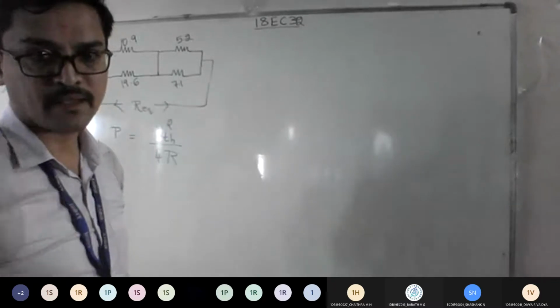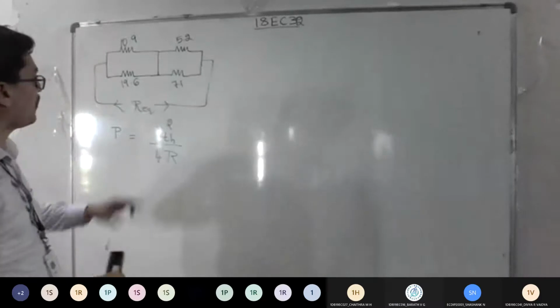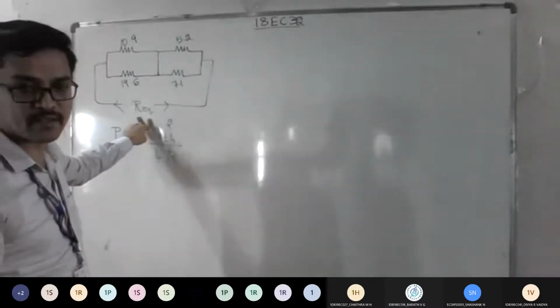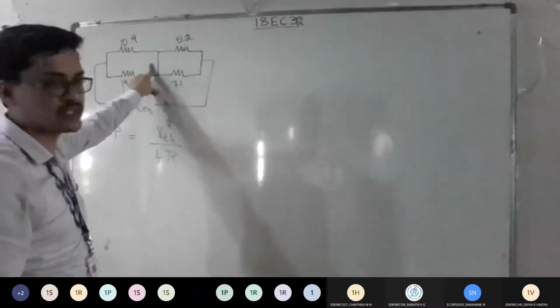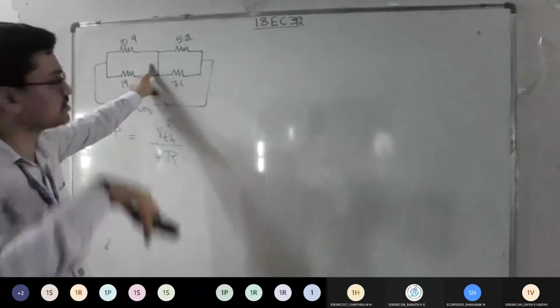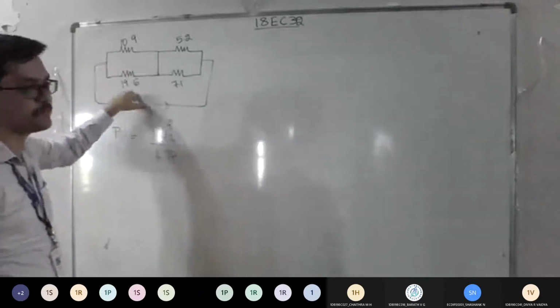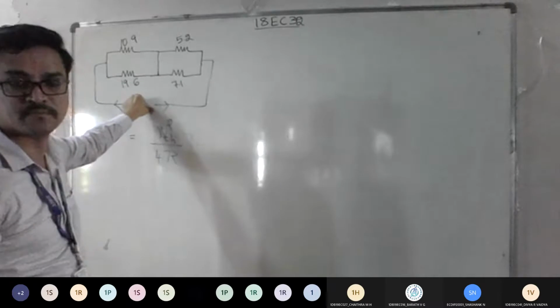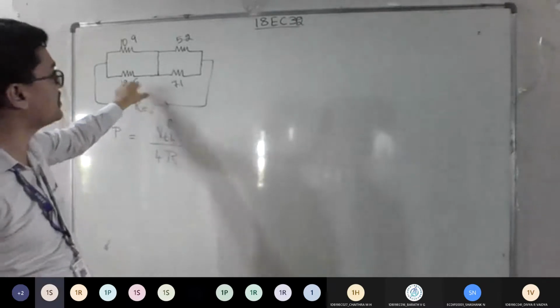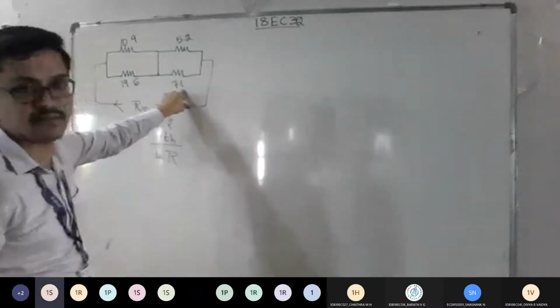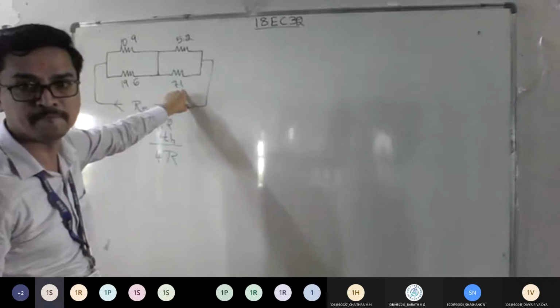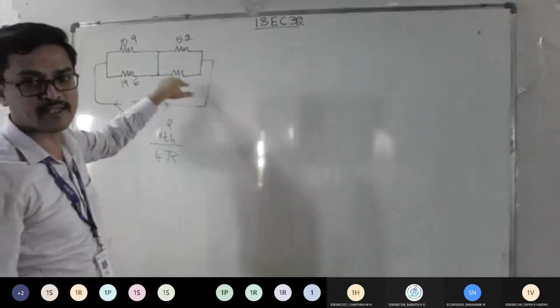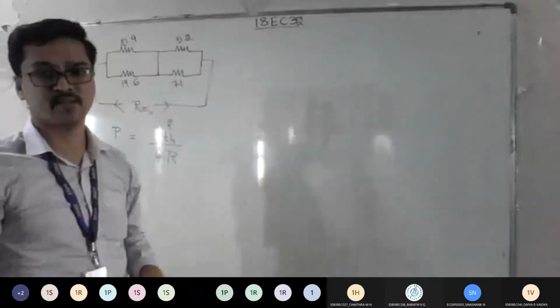Yes, sir. What is the procedure now? We found RTH or R equivalent by removing the load. Then the voltage source was there, and I have shorted it. Now tell me, is 10.9 and 19.6 in series or parallel? Parallel, sir. Similarly, 5.2 and 7.9 is also parallel. So those two combinations will become in series.